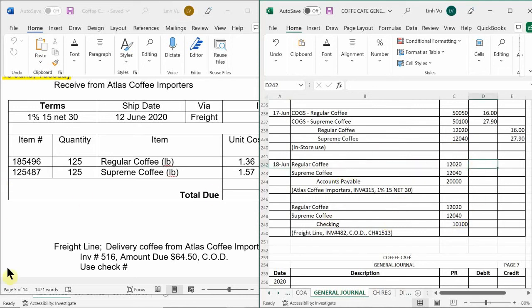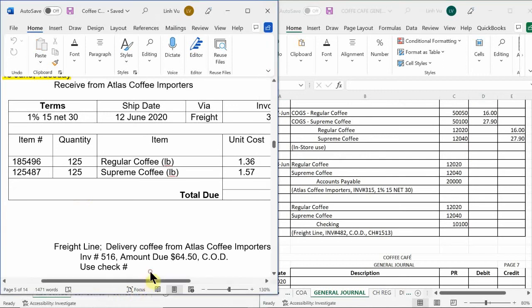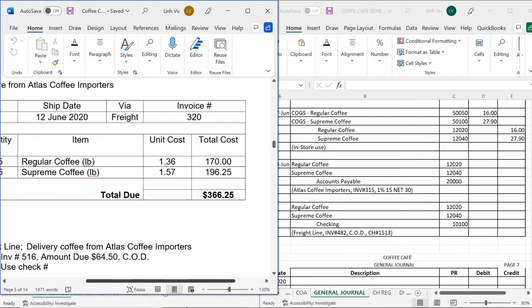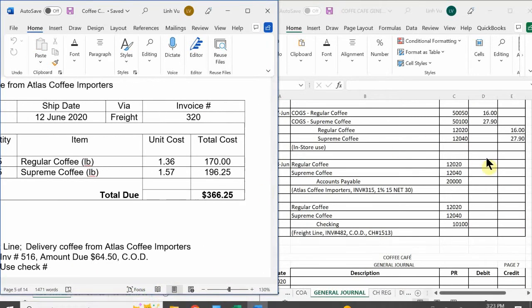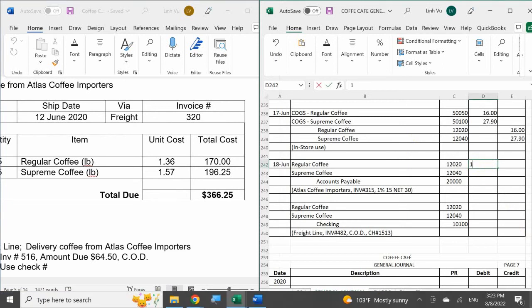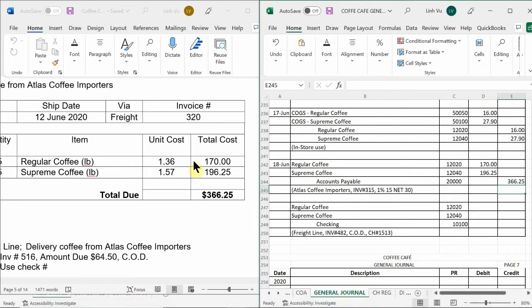So in this case, how much of the regular coffee did I purchase? 170. How much of the regular? 190. 25. 196.25. All right, giving you a grand total here of 366.25.